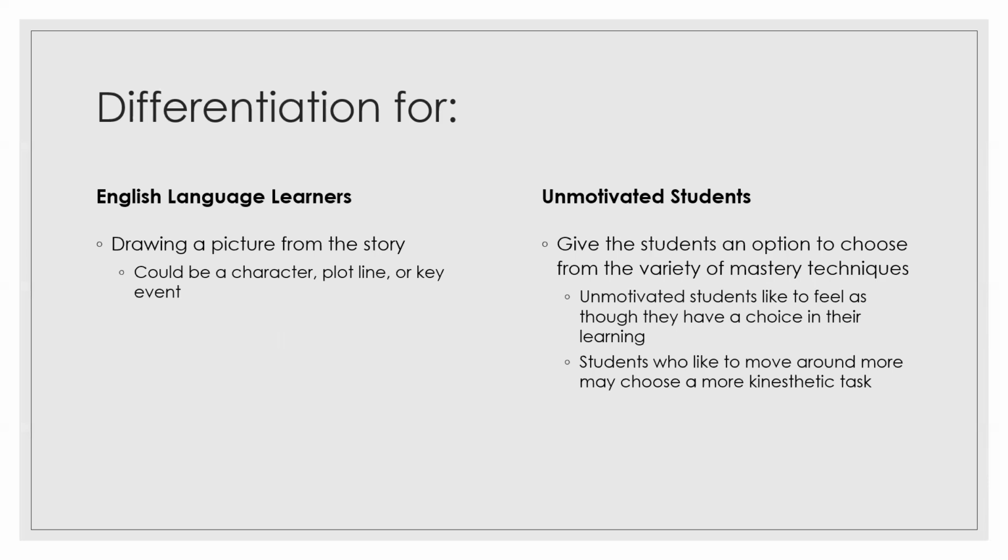And then for our English language learners, again, we're going to go back to that visual representation. We're going to allow them to draw a picture from the story. That could be a character, a plot line, or even a key event from that story. And then our students who are unmotivated, we're going to give the students an option to choose from the variety of mastery techniques. Unmotivated students like to feel as though they have a choice in their learning. Students who like to move around more may choose a more kinesthetic task.